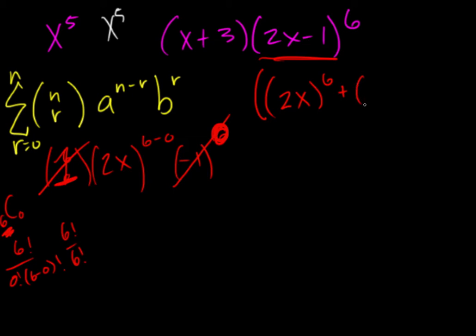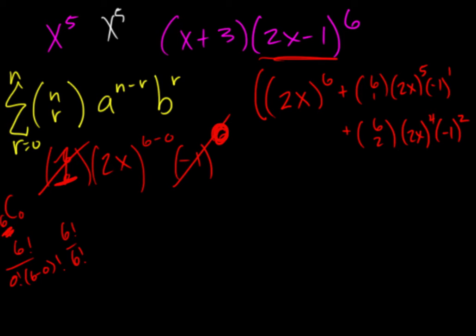Okay, now the next one's going to be 6 choose 1, 2x raised to the fifth, and then negative 1 raised to the first, plus the next one is 6 choose 2, 2x to the fourth, minus 1, this time it's squared, and then plus dot dot dot.